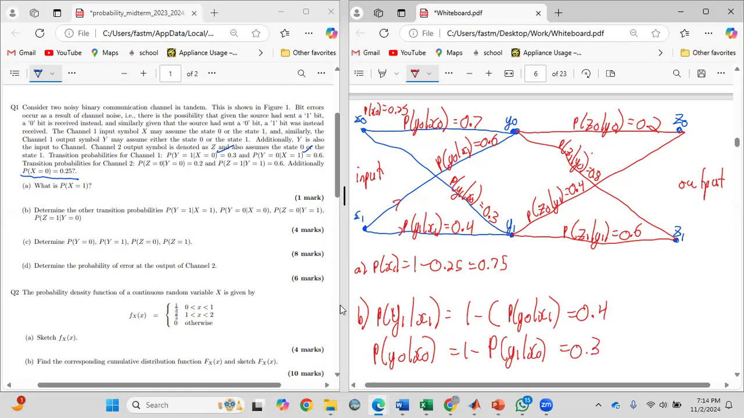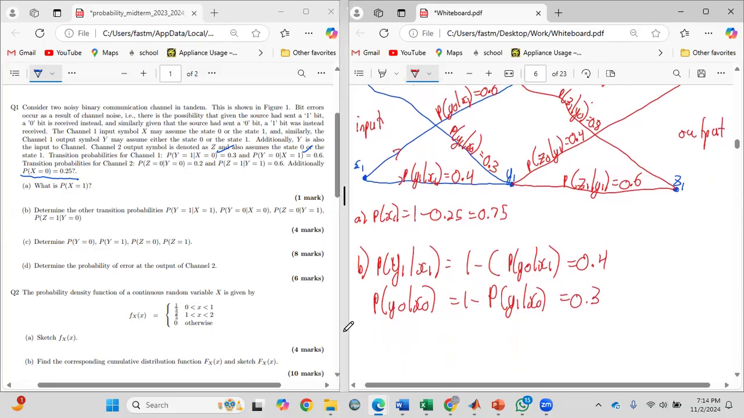And I just repeat the same kind of steps for the z side. The other z probability we want is the probability of getting z0 given y1. That is 1 minus the probability of z1 given y1. That's what they gave us.